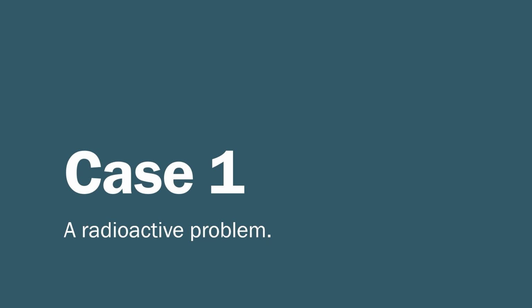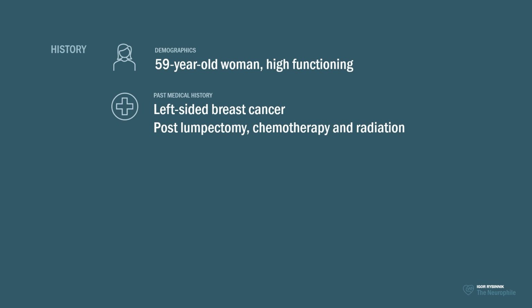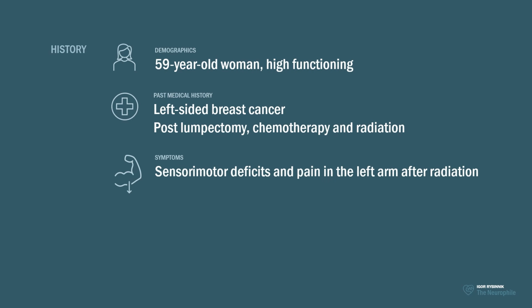So let's begin with our first case. We have a 59-year-old woman with a past medical history of left-sided breast cancer, which was treated with lumpectomy, chemotherapy, and radiation. She presents with left upper extremity numbness, tingling, and weakness that started after a radiation session.